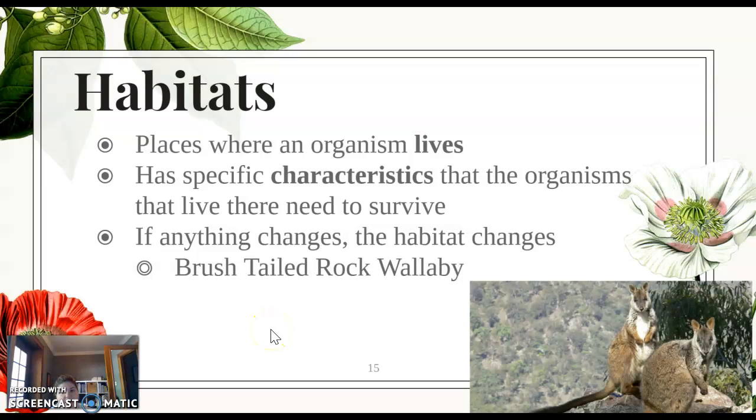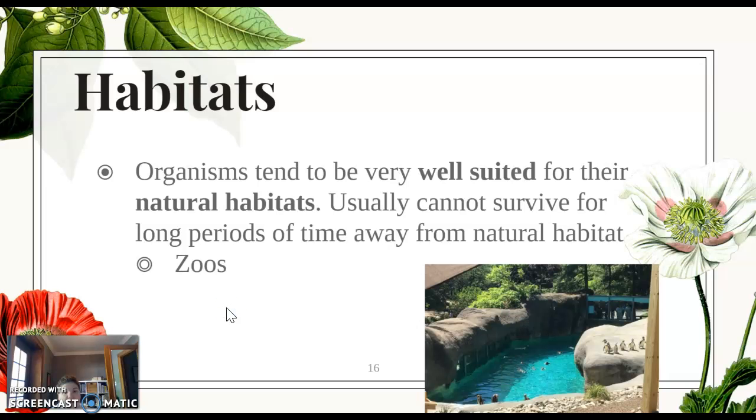A habitat is a place that fits the niche of a specific organism. So it has all of the things that that living thing needs. It has specific characteristics that the organism needs to live and survive. If anything changes in the habitat, then it could be detrimental to the species if they're unable to adapt. Organisms tend to be very well suited for their natural habitats. They usually cannot survive for long periods of time away from natural habitats. Zoos breed different types of species. Obviously, if you're raised in captivity, then you're not necessarily going to be able to be mixed in again with the natural habitat.